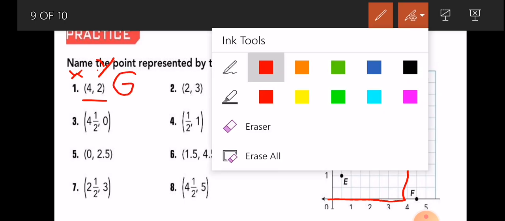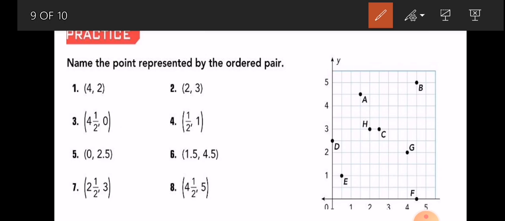Okay, so here the answer will be G. Let's do another one together. I will make number 2. X is 2, y is 3. So right 2, up 3. Right on number 2, then up until I reach number 3. What did you find? Which point? Point H.